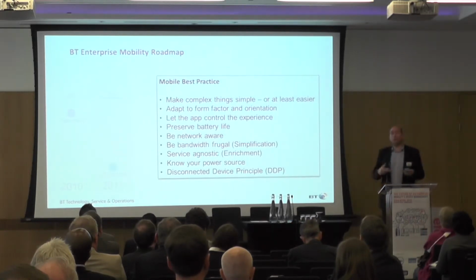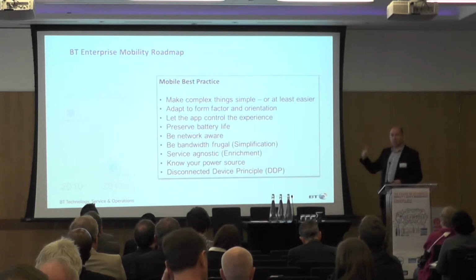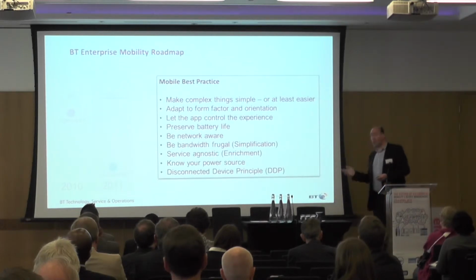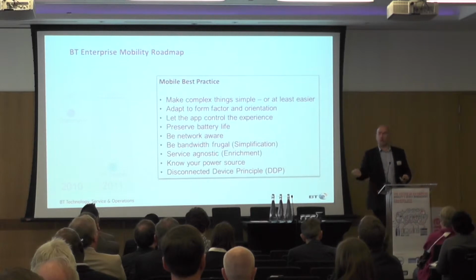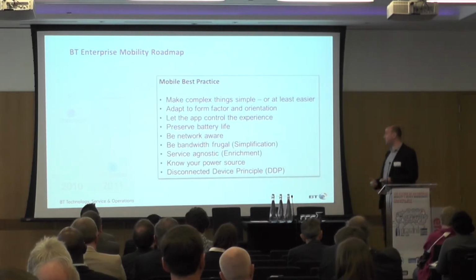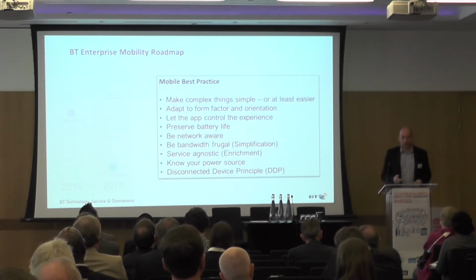Be service agnostic. We call this enrichment. Don't tie the client to your back-end system. Just send name, value pairs back and have the middleware do all that stuff. If you then change your back-end components, it doesn't impact the app. Know your power source. Are you running on battery? Are you plugged into a charger of some sort? Adapt your app to work in those situations. Then we have something which we've called internally our disconnected device principle.